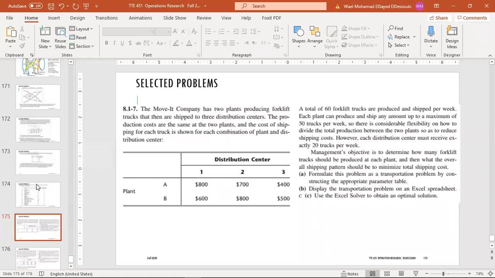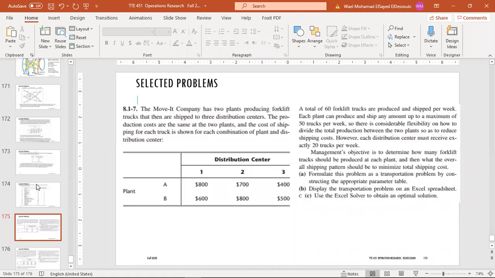Okay, a total of 60 forklift trucks are produced and shipped per week. So that's a weekly production. Each plant can produce and ship any amount up to a maximum of 50 trucks per week. So there is considerable flexibility on how to divide the total production between the two plants so as to reduce shipping costs. However, each distribution center must receive exactly 20 trucks per week. The management objective is to determine how many forklift trucks should be produced at each plant, and what the overall shipping pattern should be, to minimize the total shipping cost.